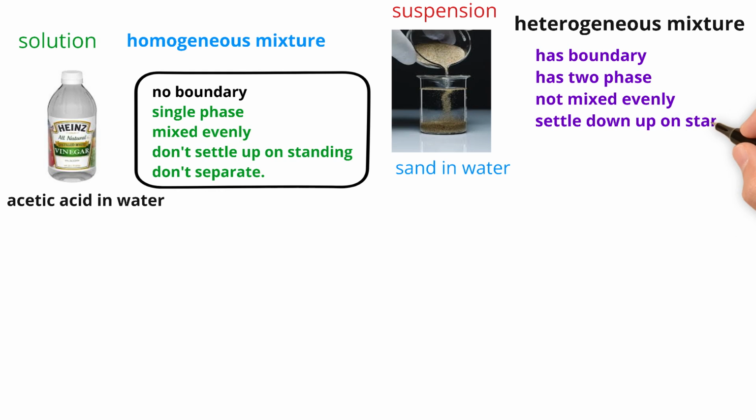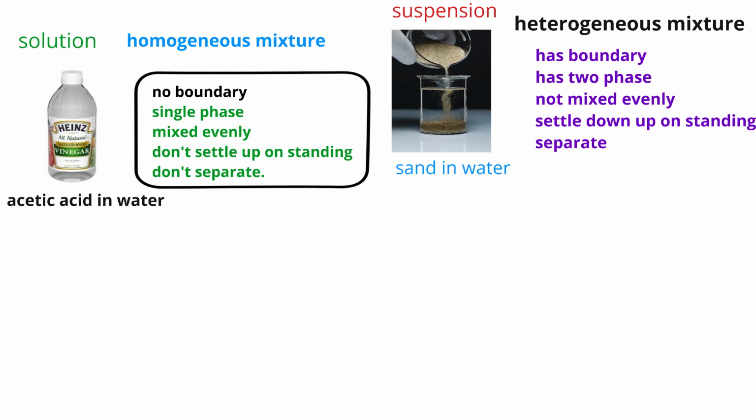Now let us compare solution with suspension. Solution has no boundary, but suspension has boundary. Solution is single phase. Suspension has two phases. The solute and solvent are mixed evenly in a solution, but not in a heterogeneous mixture.